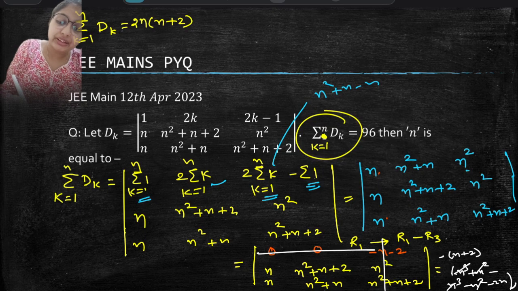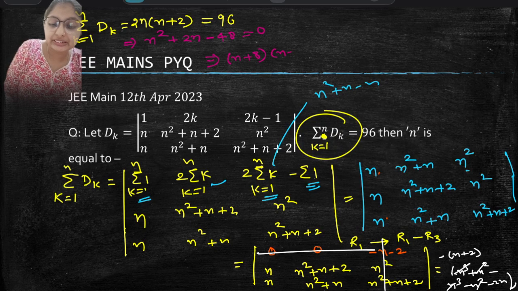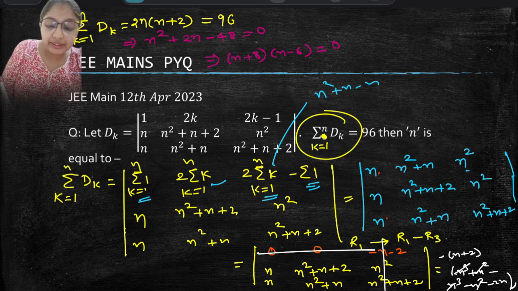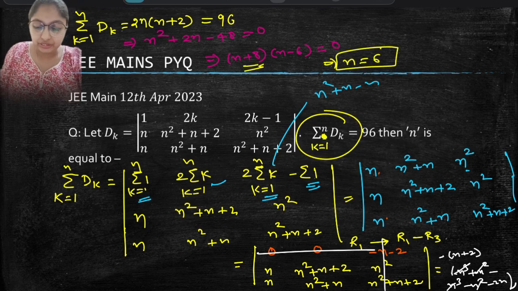Now it is given that it is equal to 96. So how do we solve it further? From here we'll say n into n plus 2 equals 48. So n square plus 2n minus 48 equals 0. From here we get n plus 8 into n minus 6 equals 0. Now n cannot be minus 8, so from here n will be 6. Okay, thank you.